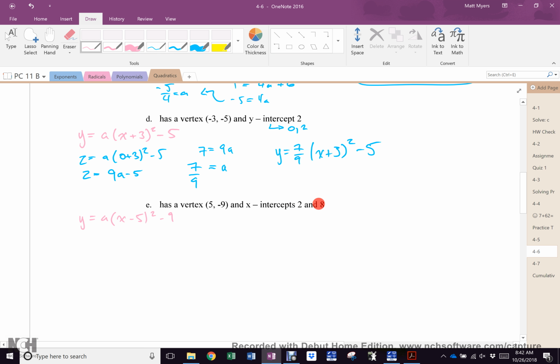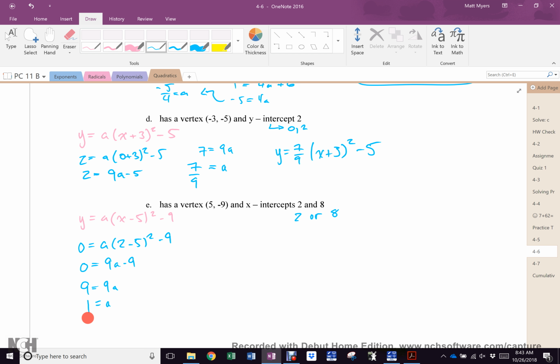Since it's an x-intercept, do I have an x or a y value here? X value of 2 or what? 8. Where can I put that over here? In for x. What goes in for y then? 0. So work it through. And I'm done, right?